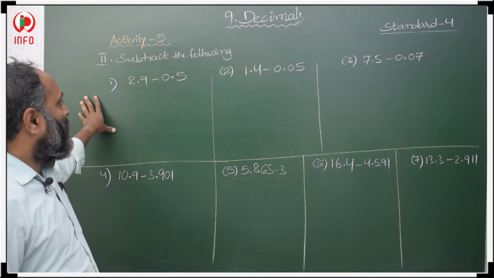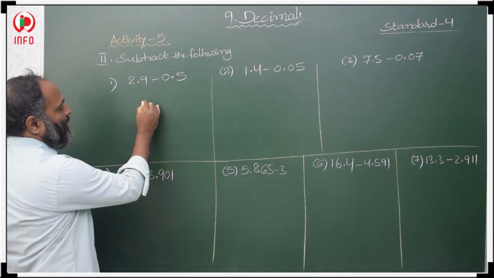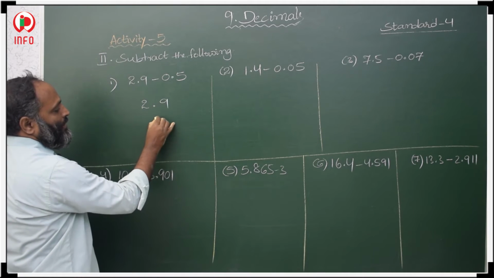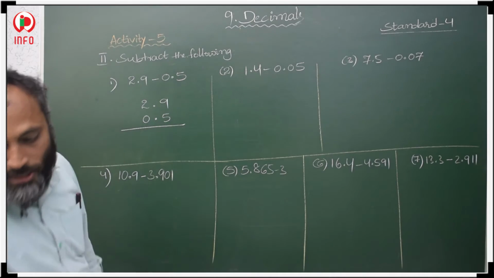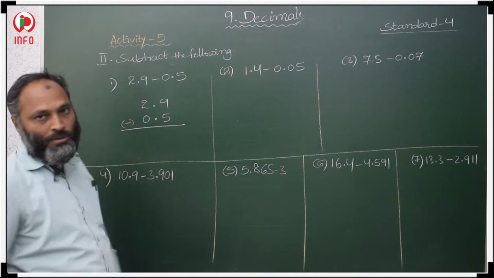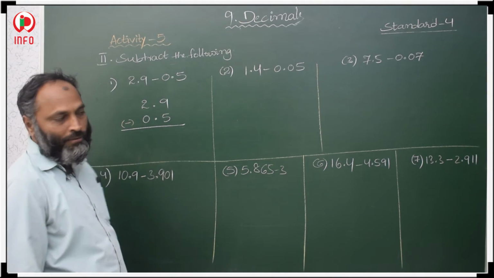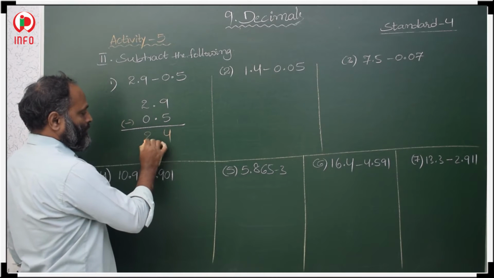Now subtract the following. So here 2 decimals there. So then how to subtract? First we have to write the decimals in order. 2.9, then after that point 0 and 5. These two are like decimals. No need to add up zeros. Now subtract 9 minus 5. 9 minus 5 is 4. 2 minus 0, 2.